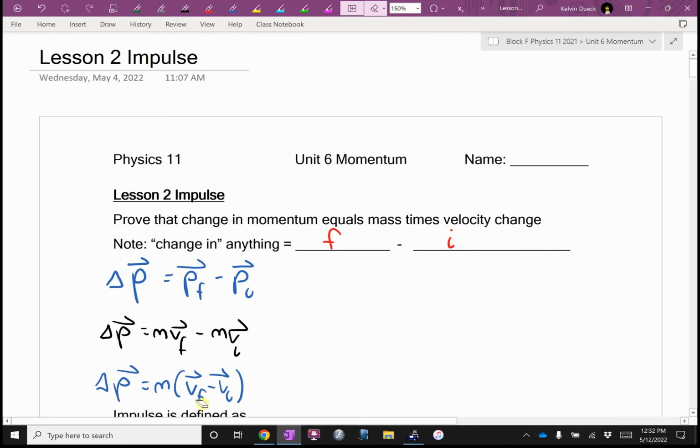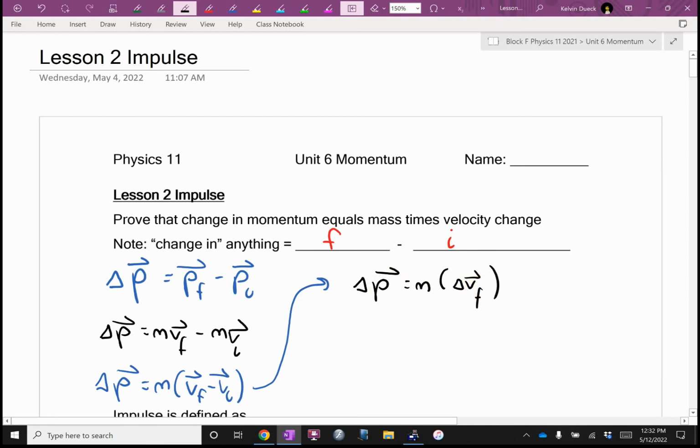Hey, Jonah, what's final minus initial the same as? So I can take this and I can write it like m bracket change in velocity.